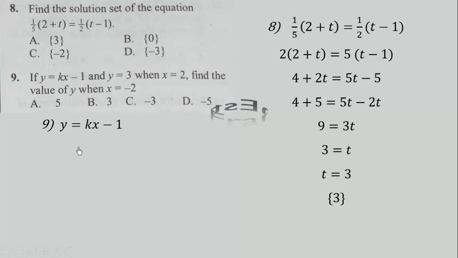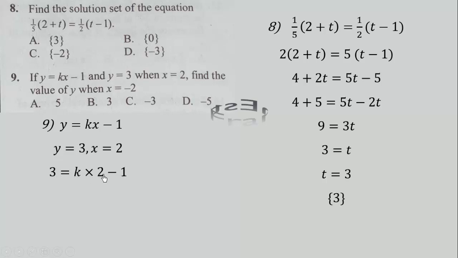Let's do the substitution. y equals 3 and x equals 2. So wherever we see y, we put 3. Wherever we see x, we put 2. And that will give us this expression: 3 is equal to k times 2 minus 1.